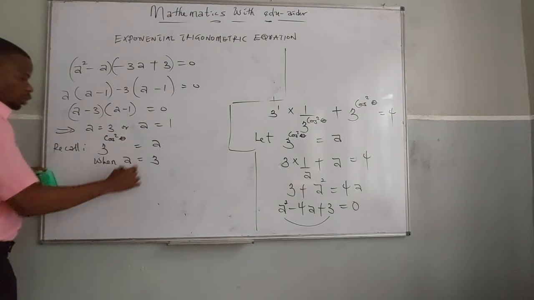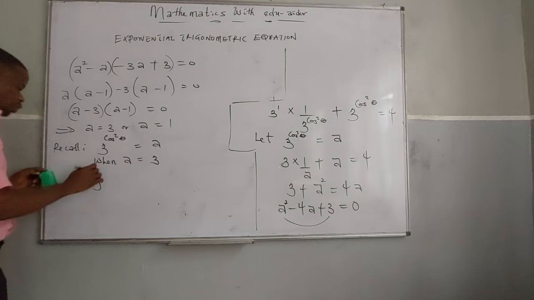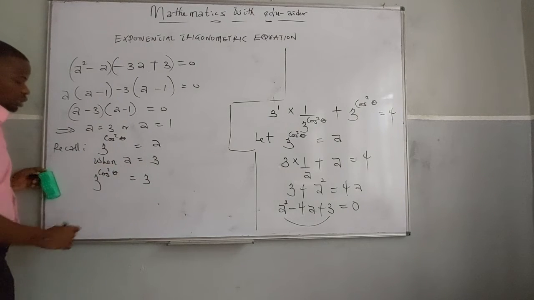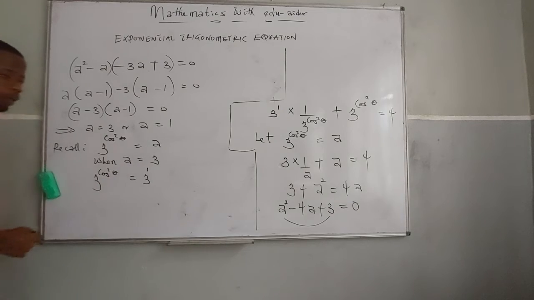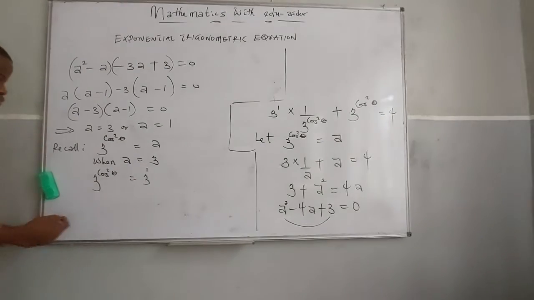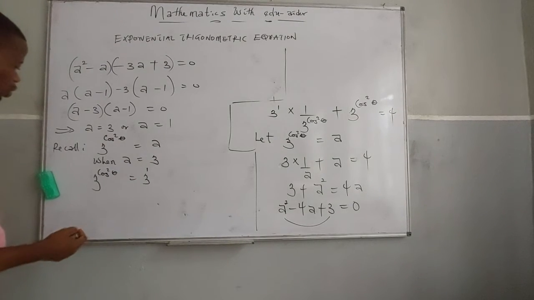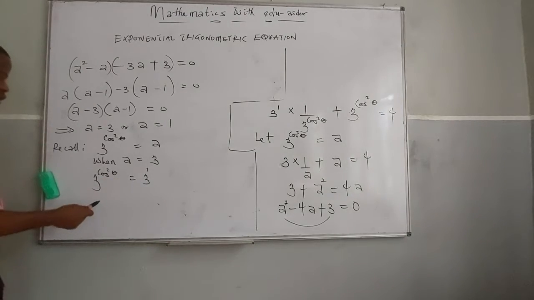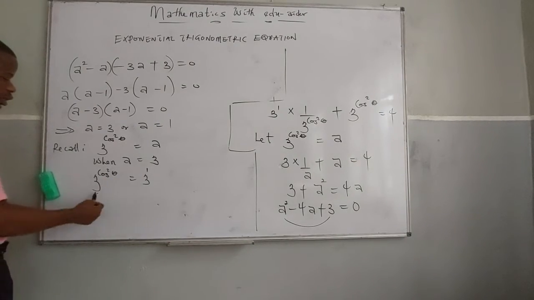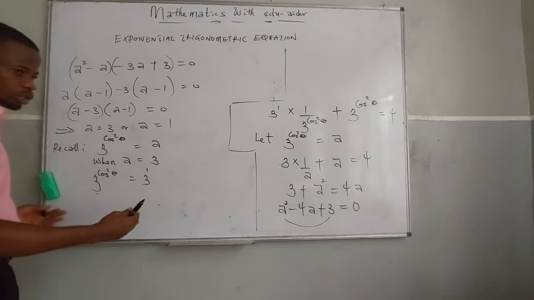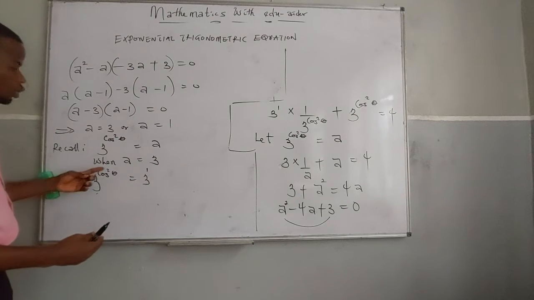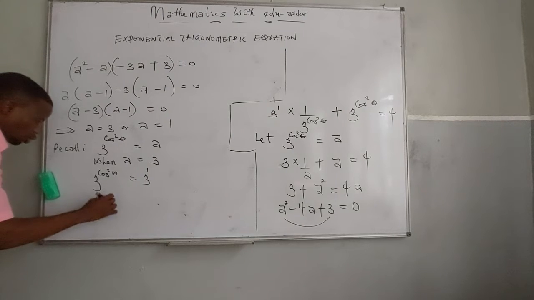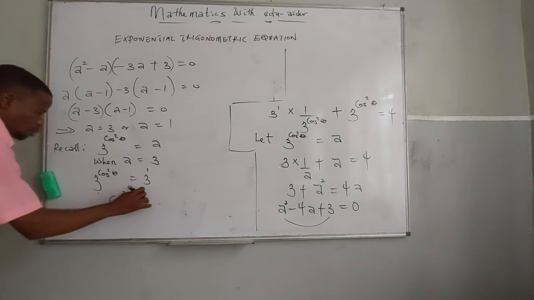When a is 3, what do we have? We have 3 raised to power cos squared theta to be equal to 3. Now, this is the same as 3 raised to power 1, right? So, take the log of both sides, or you just consider them in indices. If you have the same base on both sides of the equation, the powers will be equal to each other. So we have cos squared theta equal to 1.